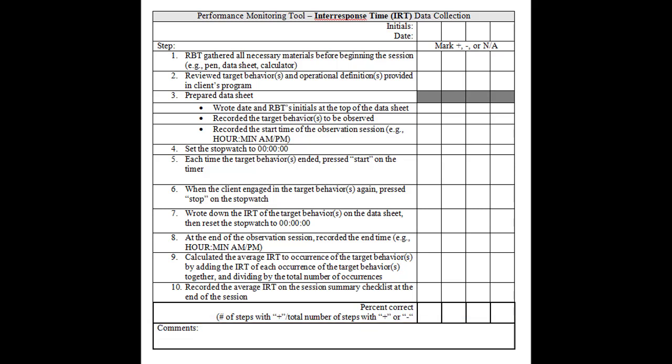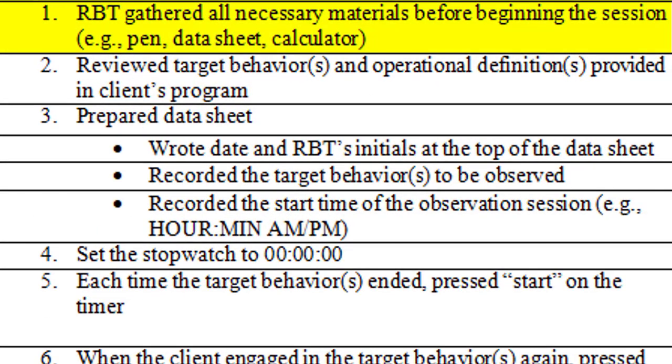We should take a closer look at the necessary steps for the IRT data collection procedure. The first step is the RBT gathered all necessary materials before beginning the session. The next step is that the RBT reviewed target behaviors and operational definitions provided in client's program. The third step talks more about the datasheet. So, the RBT wrote his or her initials at the top of the datasheet, recorded the target behaviors to be observed, recorded the start time of the observation session.